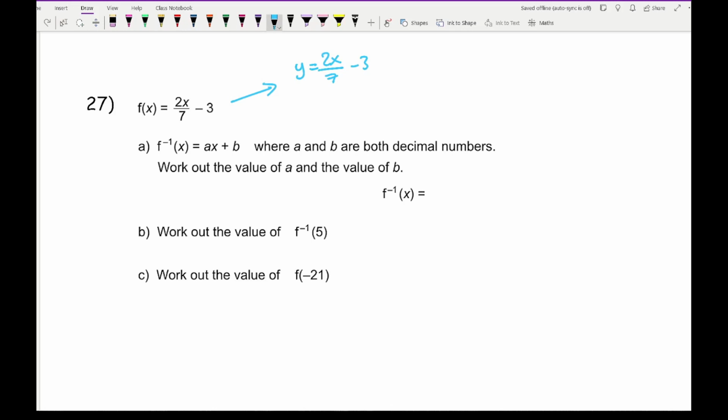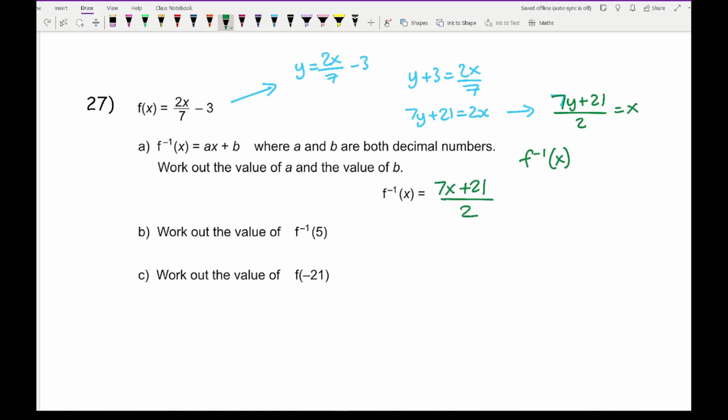and then we just want to make x the subject. So I've got y plus 3 equals 2x over 7. Take the 7 over, so I end up with 7y plus 21 equals 2x. Then divide everything by 2, so I get 3.5y. Well, let's keep it as a fraction. So 7y plus 21 all divided by 2 equals x. Then my inverse function of x is going to equal 7x plus 21 over 2.